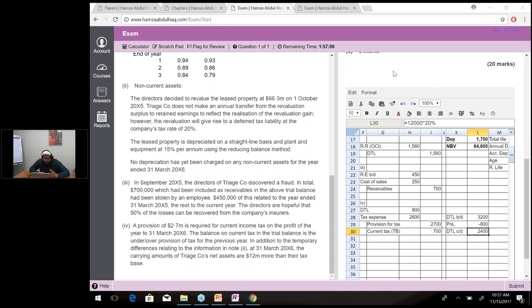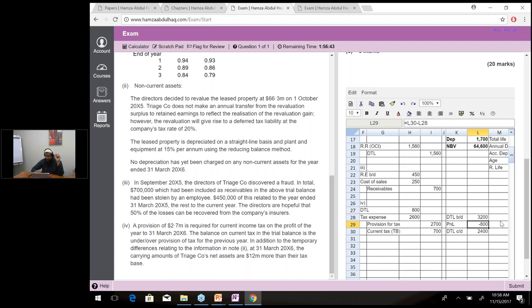So what we have done right now is just prepare the entry. The 800 is the balancing figure. Carried down minus brought down shows whether to increase or to decrease. The 800 is the difference between the brought down and the carried down.